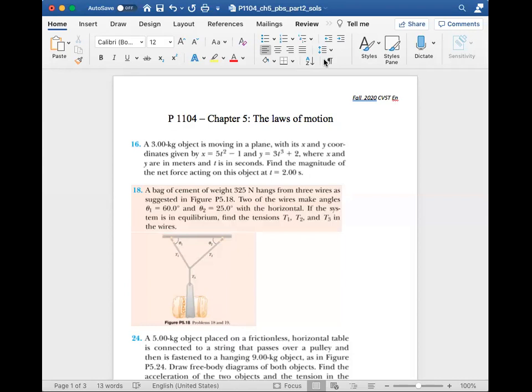A 3-kilogram object is moving in a plane with its x and y coordinates given by x equals 5t squared minus 1 and y equals 3t to the power 3 plus 2, where x and y are in meters and t is in seconds. We have to find the magnitude of the net force acting on this object at the time t equals 2 seconds.